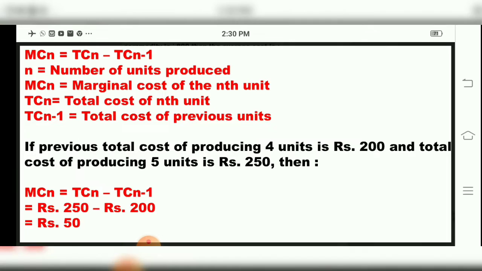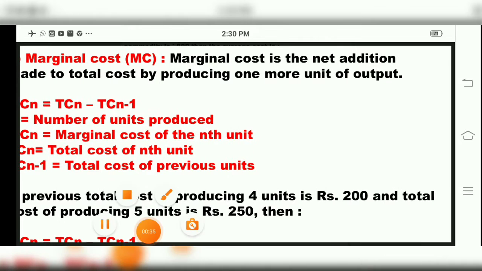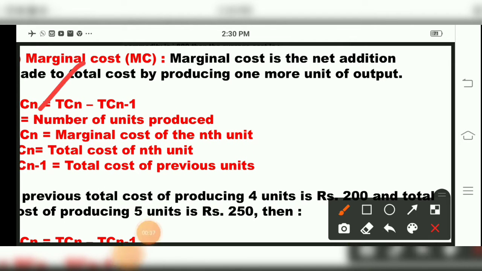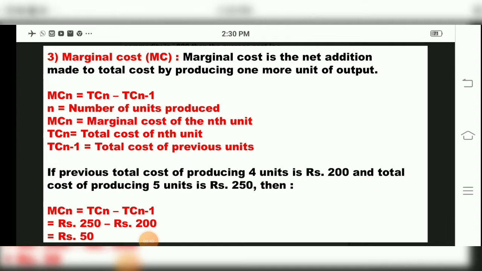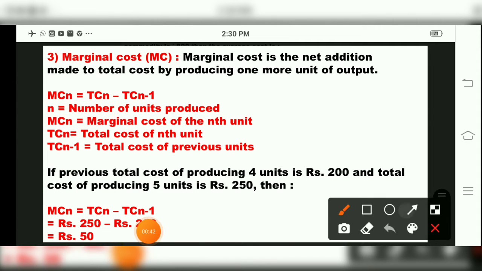Now we come to our next point of this chapter, children, that is marginal cost. We'll see what is marginal cost. So marginal cost means net addition made to total cost by producing one more unit of output, means addition of one more extra unit, children, that is called as marginal cost. So marginal cost means what? Net addition made to total cost by producing one more unit of output.